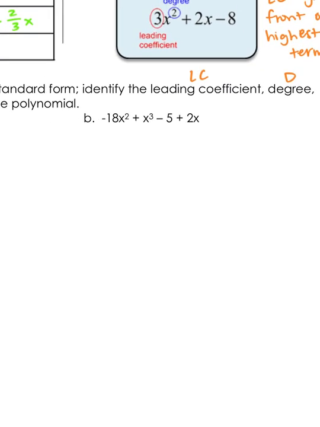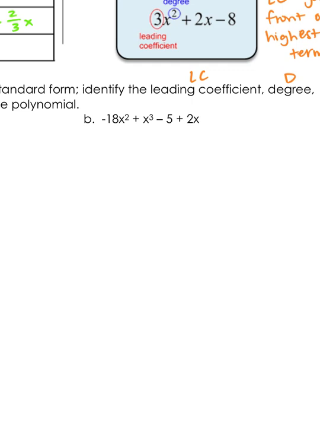Right, let's do that again for this one over here. So I've got negative 18x squared, the degree there is 2, plus x cubed, the degree there is 3, minus 5, the degree there is 0, and plus 2x, the degree there is 1. So for my standard form, I start with the highest degree, which is my x cubed term. Then my next highest degree is minus 18x squared. Then my next highest is that plus 2x. And my final one is my constant, minus 5.